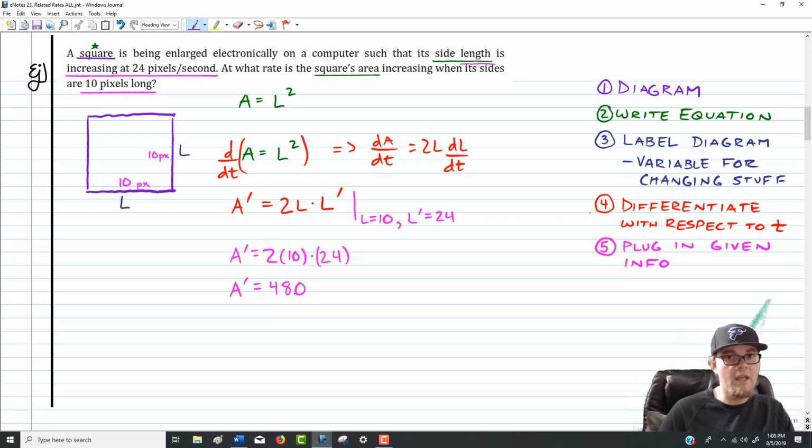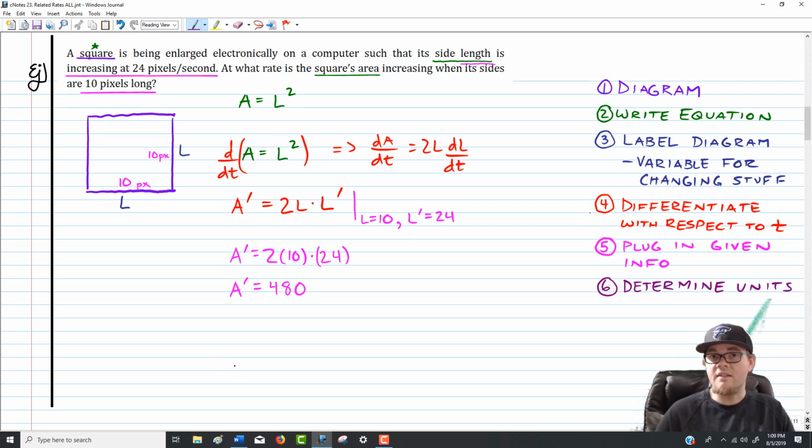Is it in inches per minute? Is it in miles per hour? Is it in kilometers per nanosecond? Like, we want to be able to figure out what units we're measuring in. So the final step of this process is to determine units. So in here, there's a couple different ways to do this. My personal way is very appropriate in the sense that it's kind of implicit.